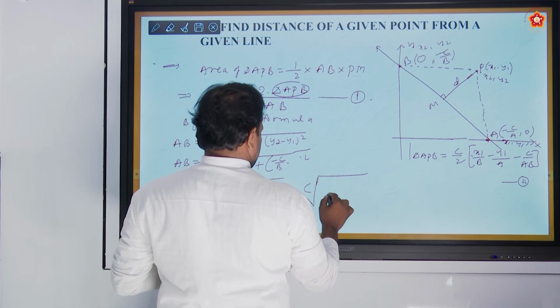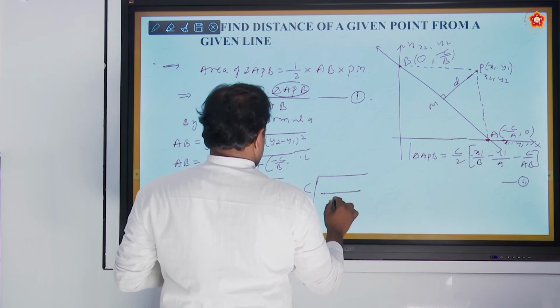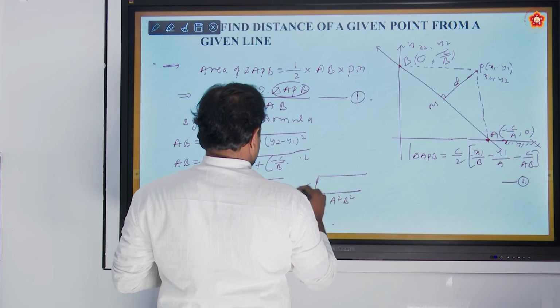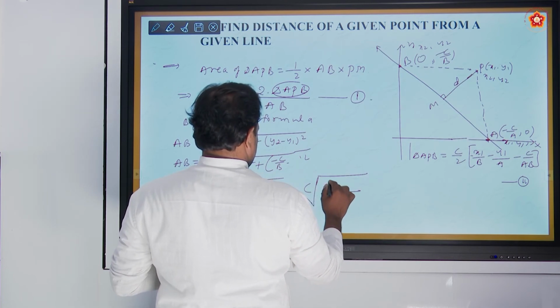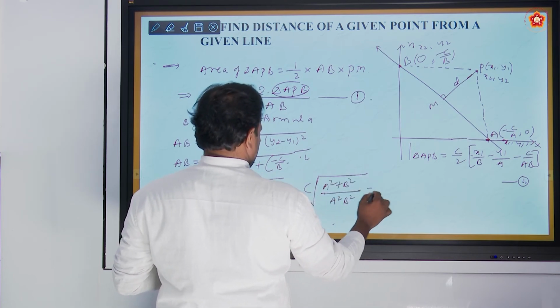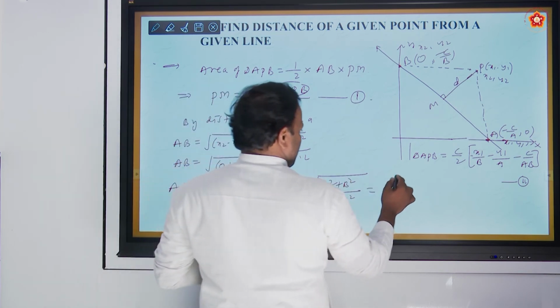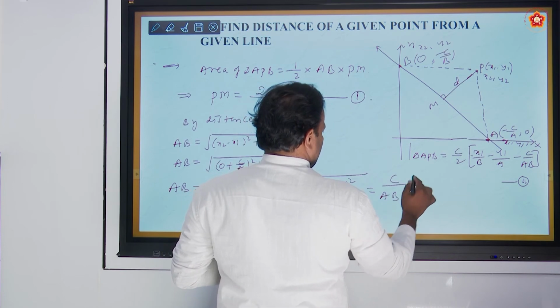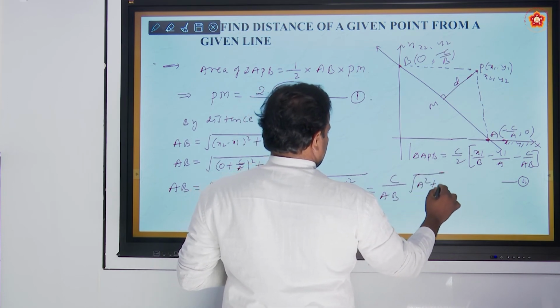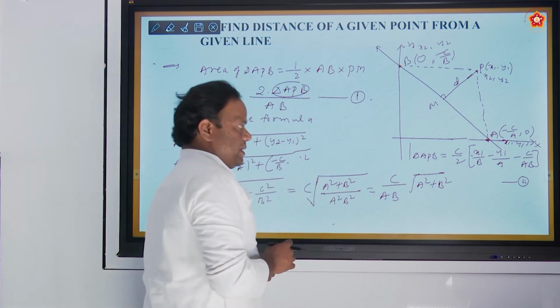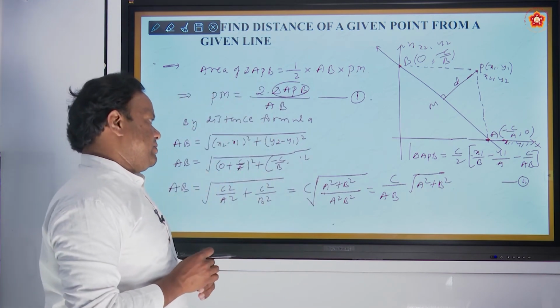Here remaining, suppose you take LCM here, this becomes A square B square and this is A square plus B square. You know how I did this simplification? Finally we can write AB square, in the root take outside, becomes C dividing by AB root of A square plus B square. This is the value actually.